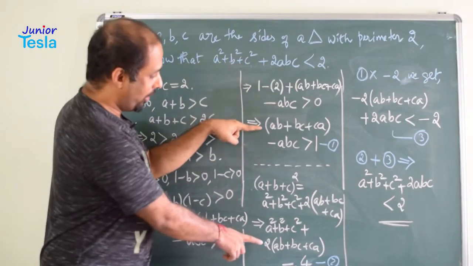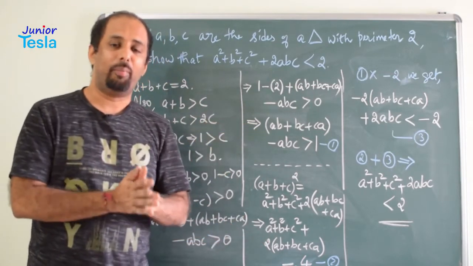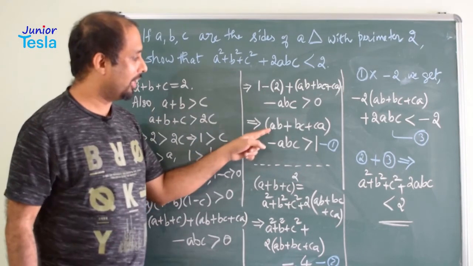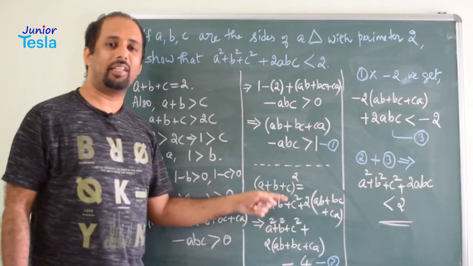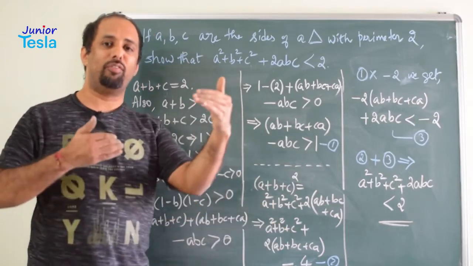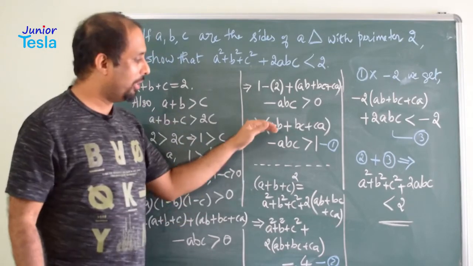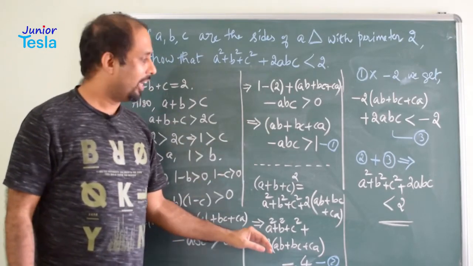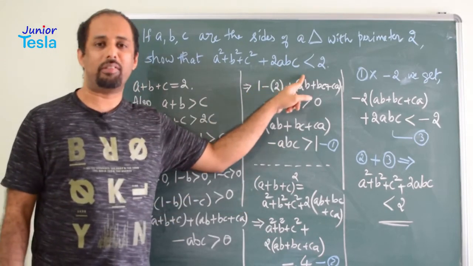That means if you combine these two expressions, probably you will get the answer. But the only thing is we have to eliminate this. AB plus BC plus CA should be eliminated, and the good thing is that it is there in both the expressions. So somehow if you add them or multiply them or subtract them, you can eliminate these two expressions. Now here we have minus ABC and in the given problem we have plus 2ABC.